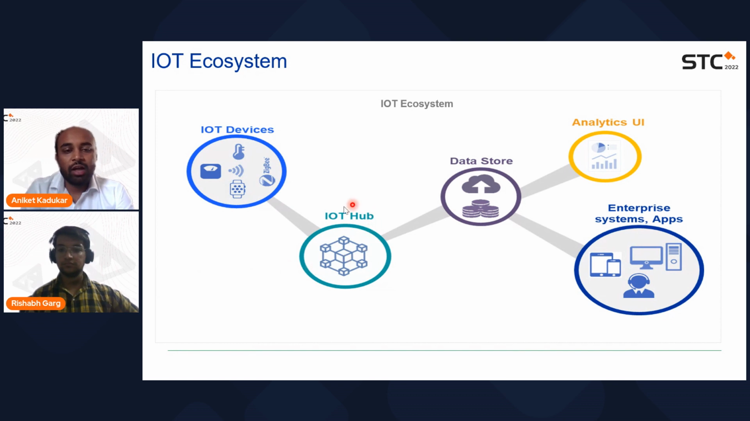This IoT hub acts like a central repository where we can dump all our IoT data, which is coming from millions of devices. When we get all the data, we can send it to the data store. It will be stored under different databases and different data sets. Also, we can store it in blob storages.